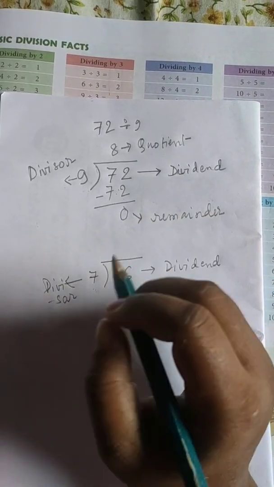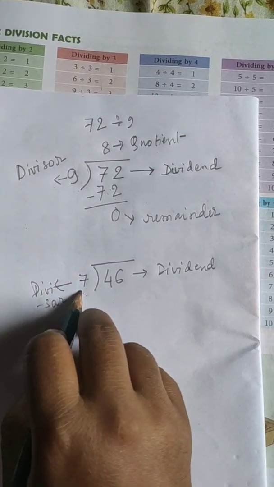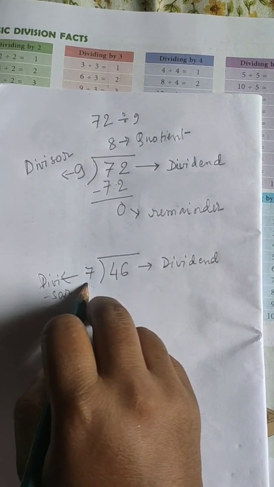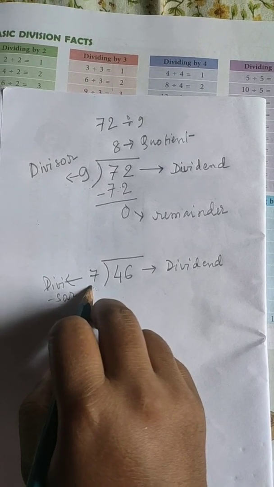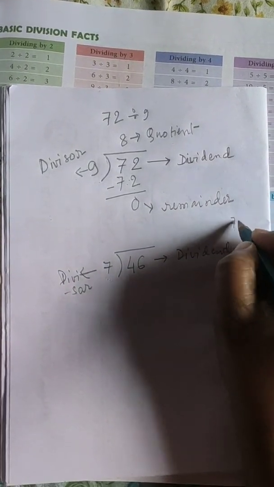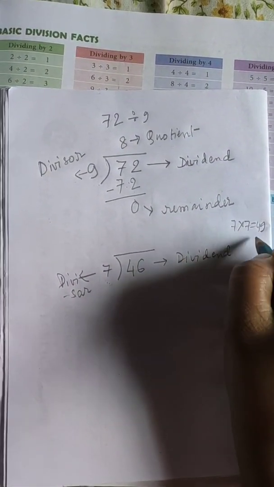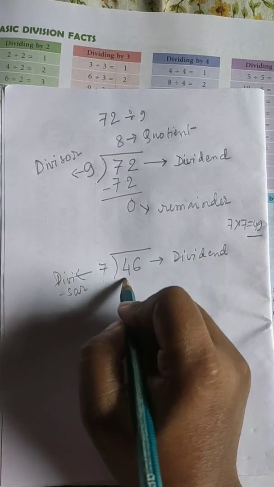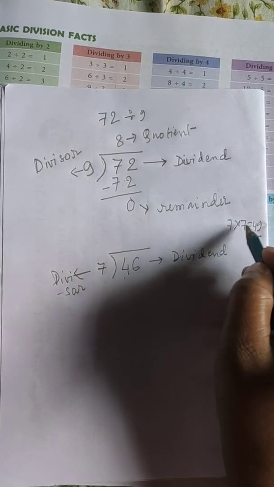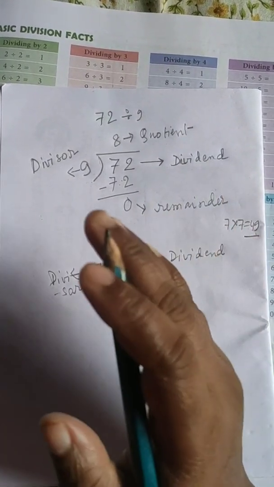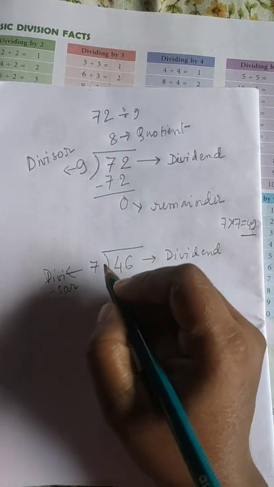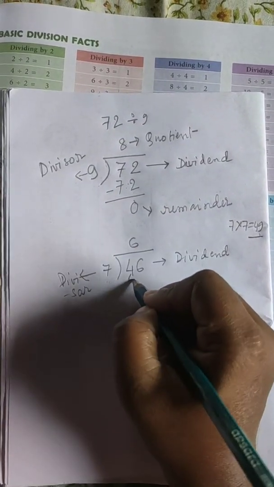7 ones are 7, 7 twos are 14, 7 threes are 21, 7 fours are 28, 7 fives are 35, 7 sixes are 42, 7 sevens are how much? 49. But 49 is greater than 46. So we will not take 49. We will take the product before that, that is 7 sixes are 42.